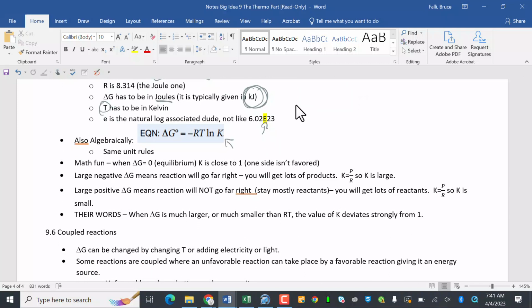This one is certainly on the equation sheet. I've checked to see if the other one is. Same unit rules, so it has to be in joules. Got to use 8.314 for R.